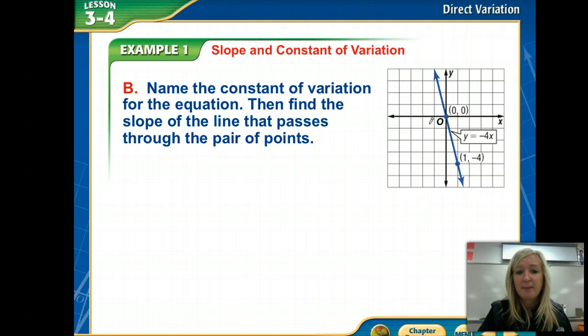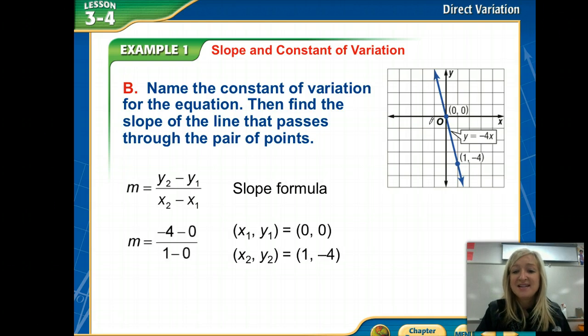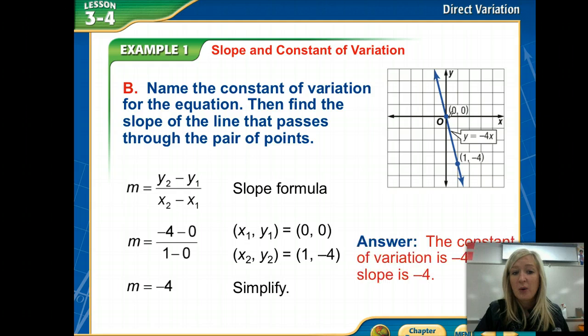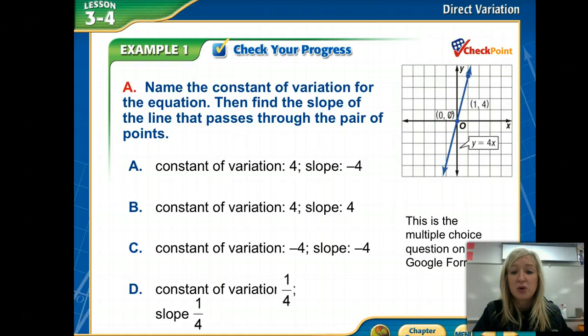So again, another example. Find the slope of the line that passes through the pair of points and name the constant of variation. Well, y2 minus y1 over x2 minus x1, negative 4. This time, they're just showing you that they can move upward. So negative 4 minus 0 over 1 minus 0 still will give you the same answer of negative 4. So our constant is negative 4 and the slope is negative 4. It is the same thing. So we're already at our multiple choice question.